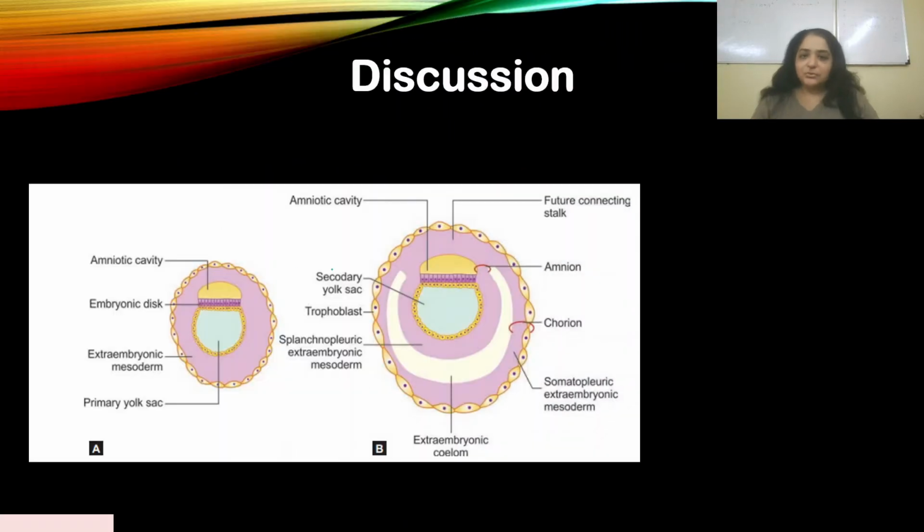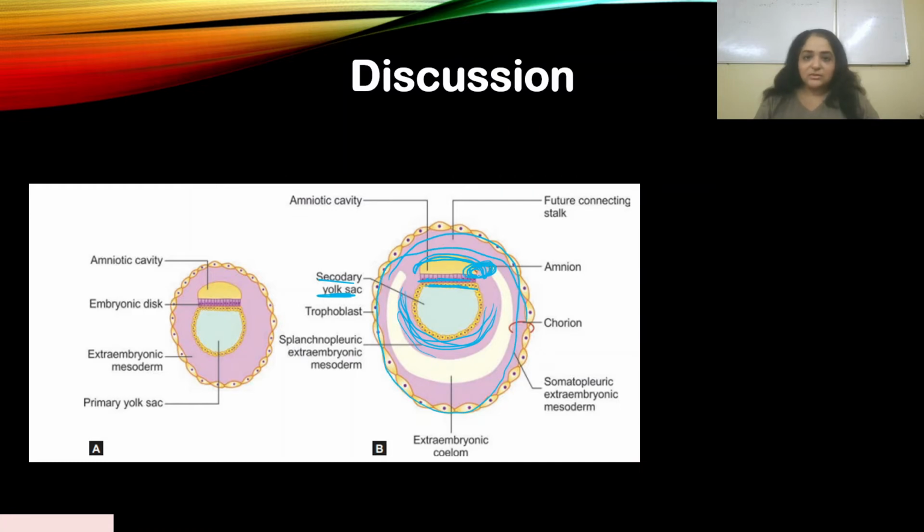Yeah, okay, so if you look at this diagram here, you see a secondary yolk sac is already developed. You have your epiblast cells, you have your hypoblast cells over here. This is hypoblast, this is epiblast, this is amnion. This is the somatopleuric, this is splanchnic, this region over here. And this whole region outside is the somatopleuric extraembryonic mesoderm.